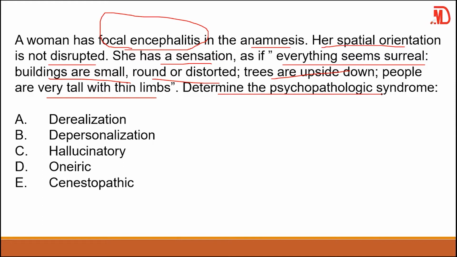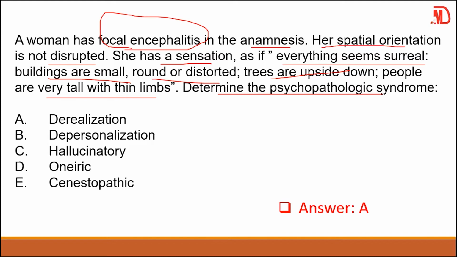And again, they feel the buildings are small. They feel that people are too tall. So all of these things mean that the person is feeling that the surroundings are not real. So this is kind of English, even though it's a mental disorder or mental disturbance. All right. So that is what A.